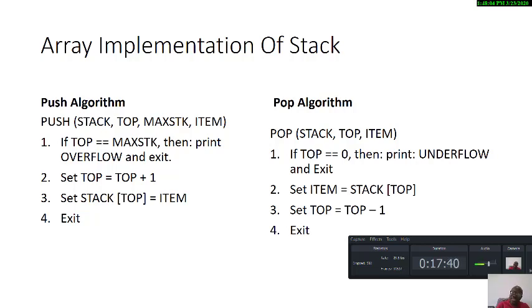Pop means we are removing something from the stack. Here too, the algorithm should have these elements: the array stack, your top pointer, and the item. Here we don't need the maximum stack. We don't care whether the stack is full or not. We don't need to look at the maximum stack variable because we want to remove. Is that okay? You want to remove, so you don't need to consider that maximum.